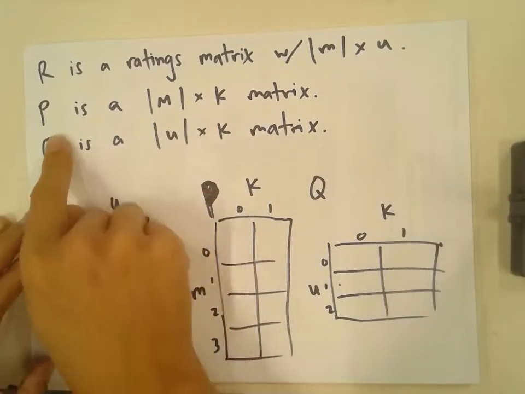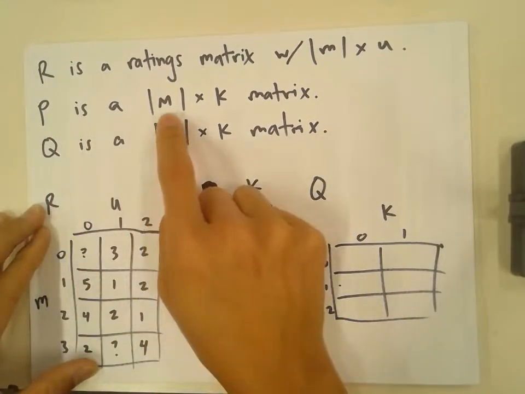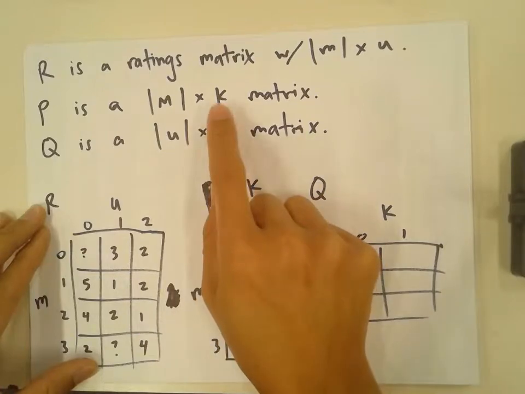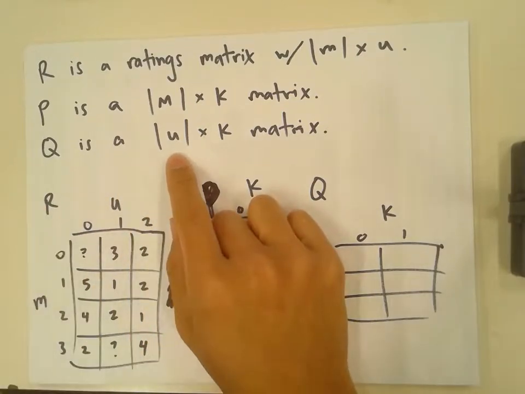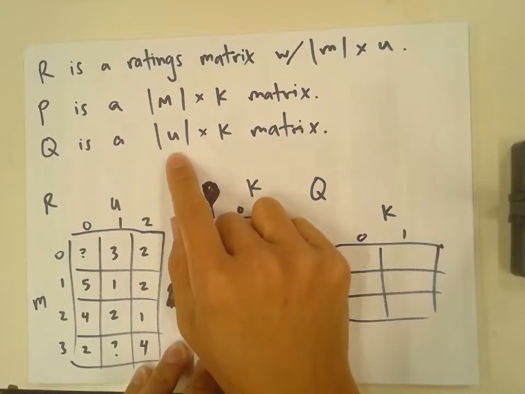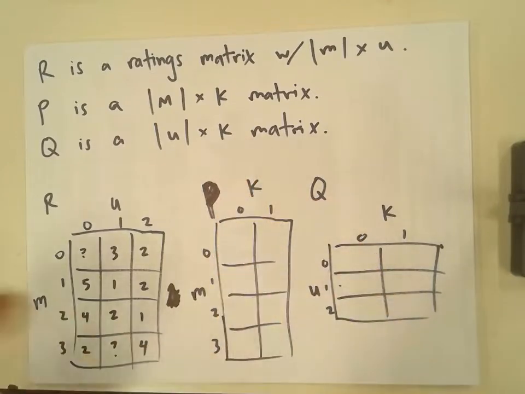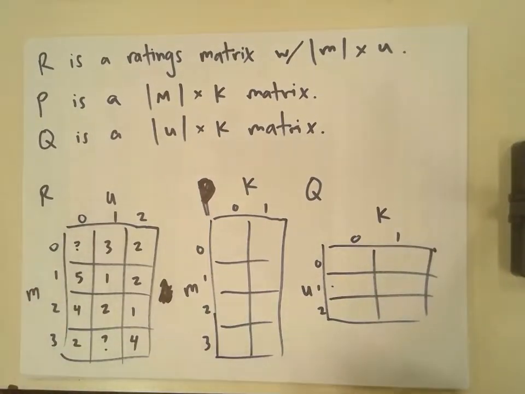We have another matrix called P, and P has dimensions of M by K, and K is going to be our features. And we have Q, another matrix whose dimensions are U by K. And if we want to see that pictorially, it's down here at the bottom.